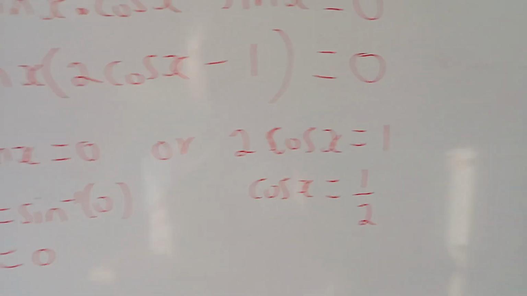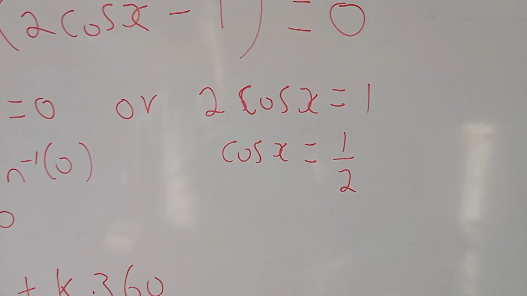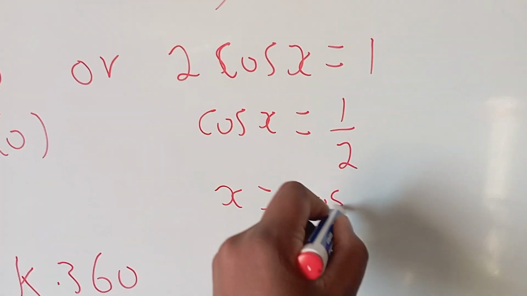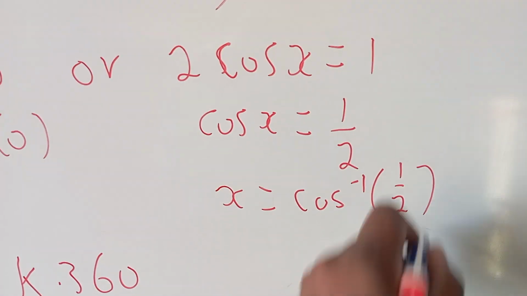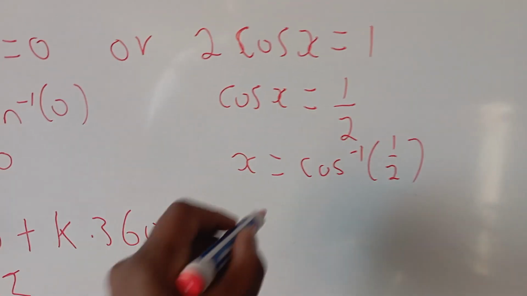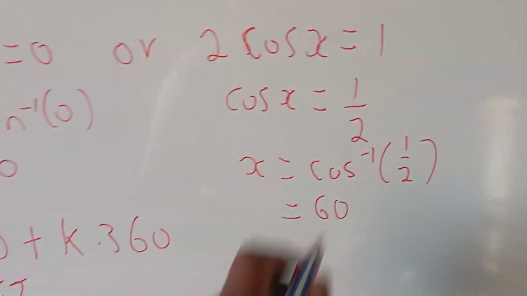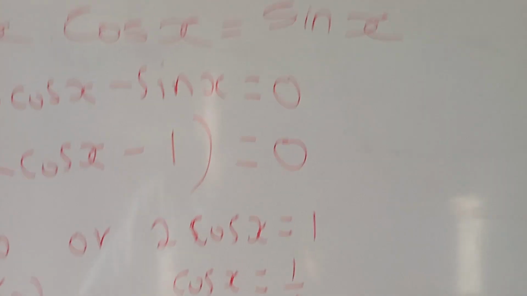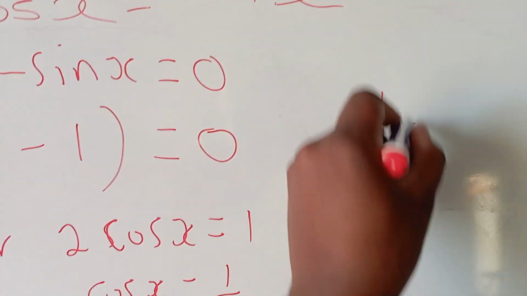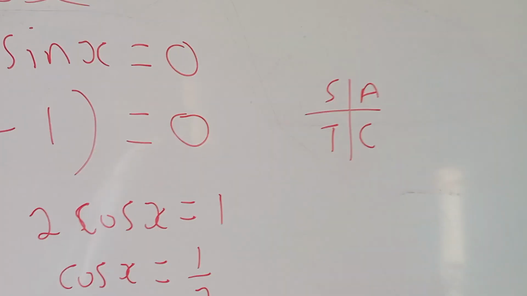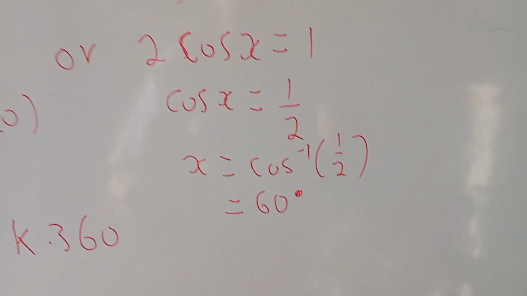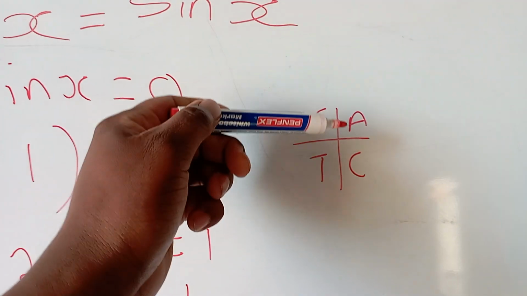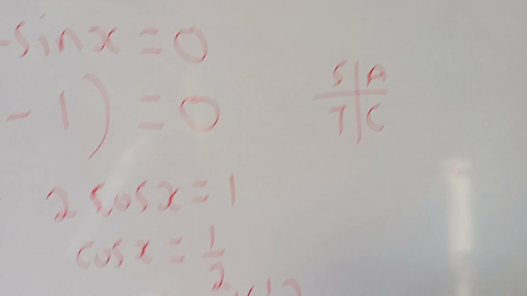Right. Then for the part of cos x is equals to 1 over 2, we say x is equals to cos inverse of 1 over 2. Cos inverse of 1 over 2 is equals to 60 degrees when you put it on our calculator. So in our cast diagram, let's draw a cast diagram here. Cast. So our cos is positive on the first quadrant and the fourth quadrant.